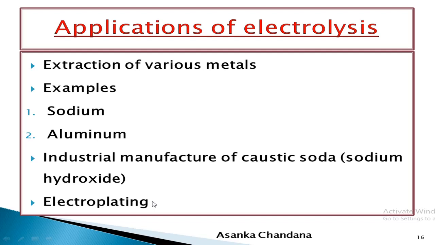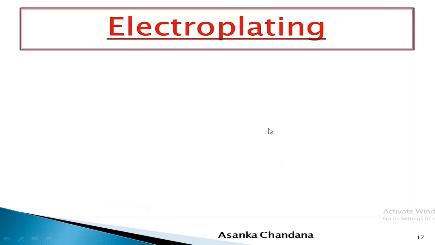Right now we have learned about 3 applications of electrolysis. One of them is extraction of various metals. The second one is industrial manufacture of caustic soda. The third one we have learned is electroplating, right? Then we will go on to learn what electroplating is.